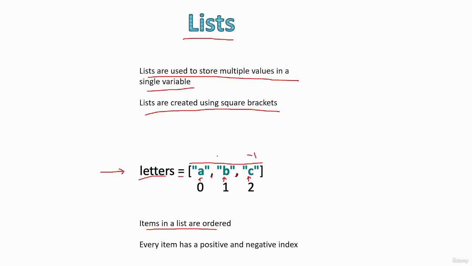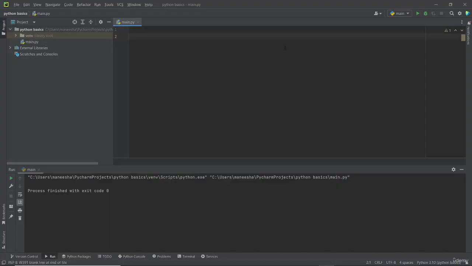The second to last element has negative 2. And the next element has negative 3. And so on. Now I am creating a list called X. Then I am adding values separated by commas.